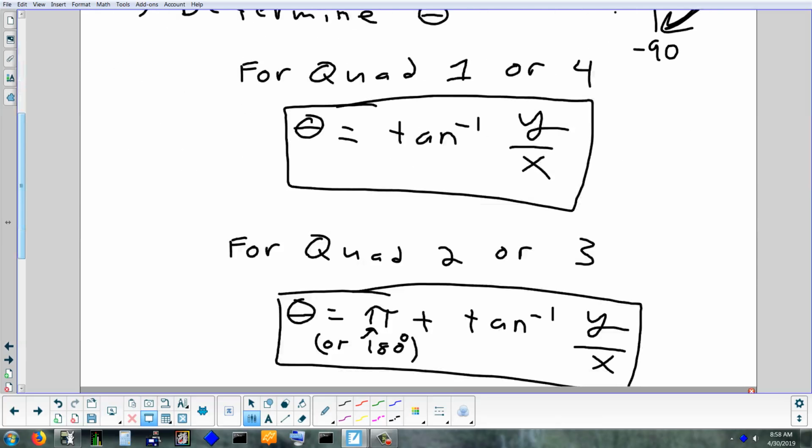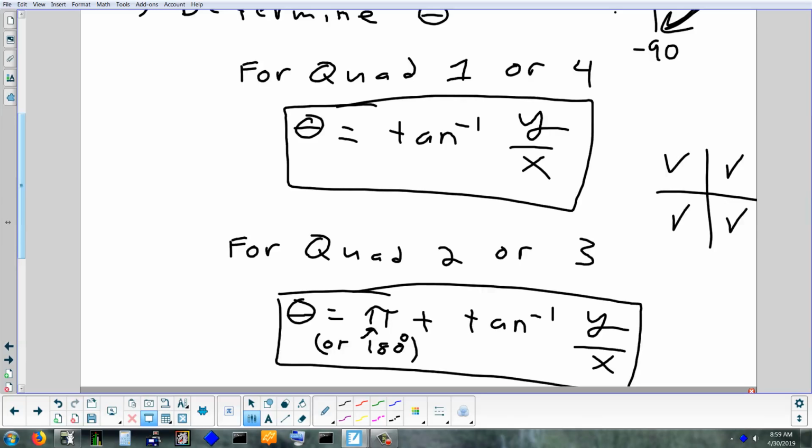So once you know you're in quadrants 2 or 3, you have to add 180 to your answer, or pi if you're doing it in radians. So quadrants 1 and 4, it's inverse tangent of y over x. Quadrants 2 and 3, still inverse tangent y over x, but then just put a plus 180 in front of it. Or if you're doing radians, put a plus pi. Now, these two formulas cover being in quadrants 1, 2, 3, and 4.